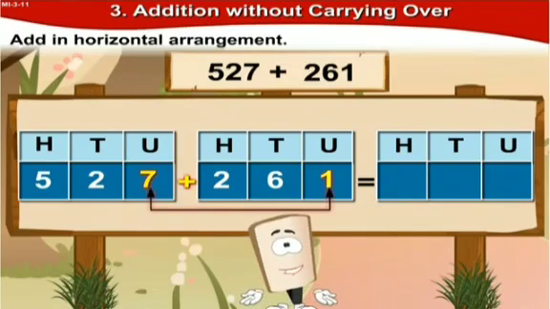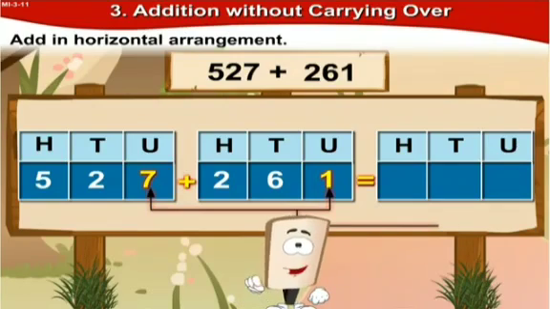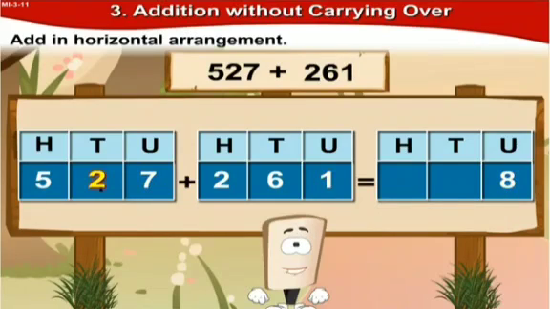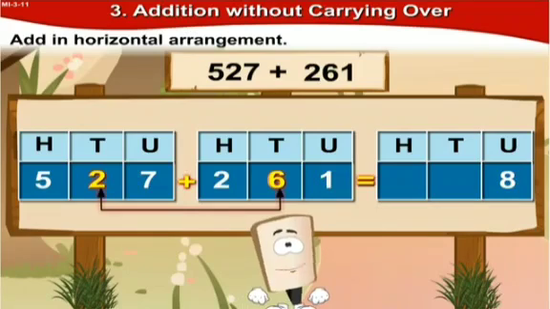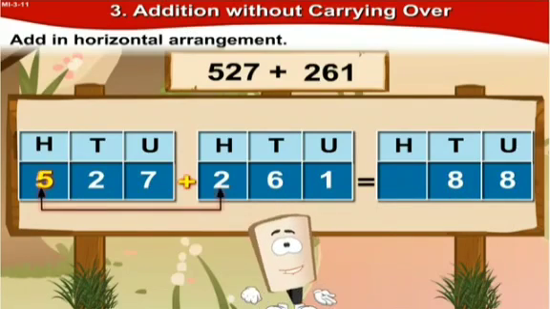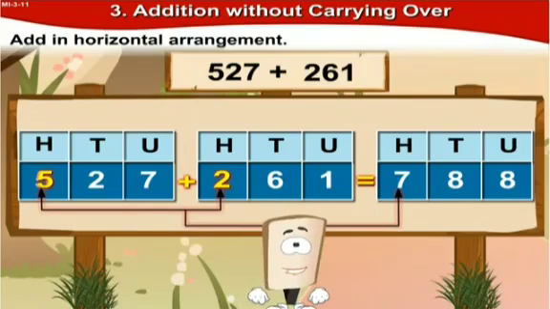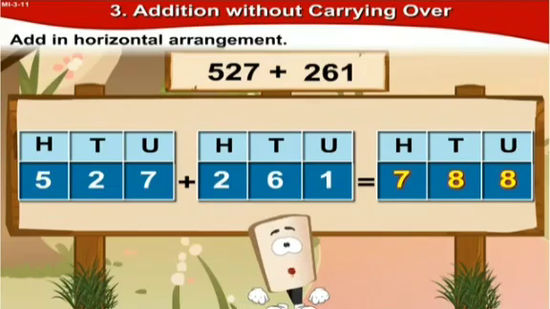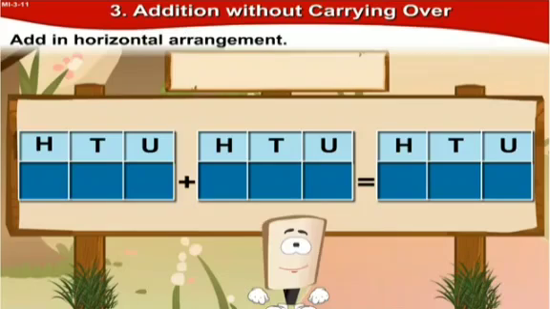7 units plus 1 unit is 8 units, so you'll write 8. 2 tens plus 6 tens is 8 tens, so you'll write 8. 500 plus 200 is 700, so you'll write it here. So the answer is 788. Now the next sum.